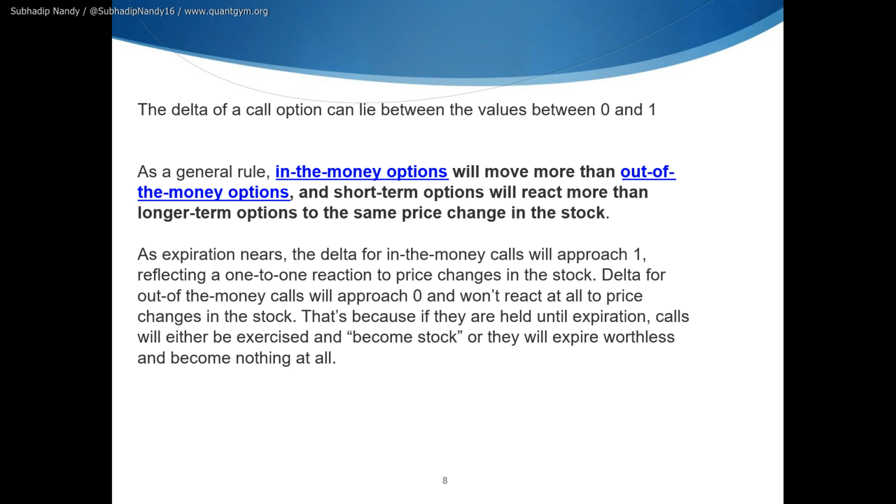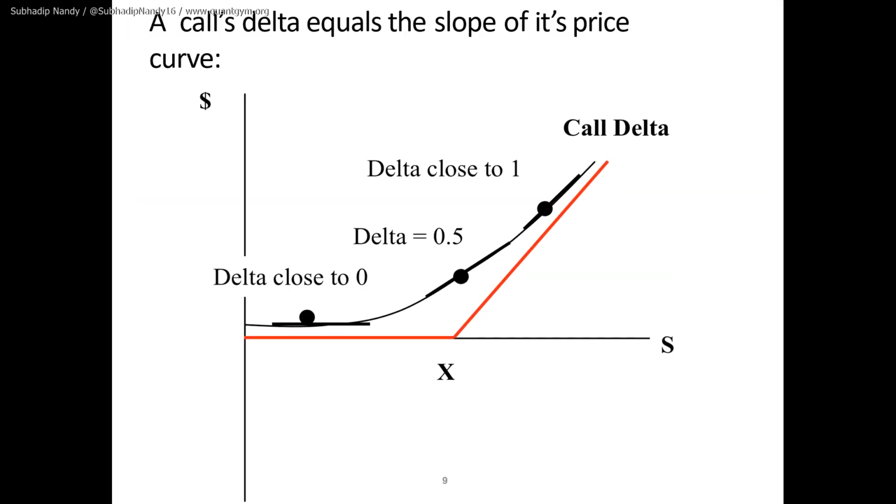It will approach 1. Delta for out of the money calls will approach 0 and won't react at all to price changes in the stock. That's because if they're held until expiry, calls will either be exercised and become stock, or they will expire worthless or become nothing at all. So far OTM options near expiry have almost zero probability of becoming in the money, so the price crossing those particular strikes. So the delta actually approaches 0.